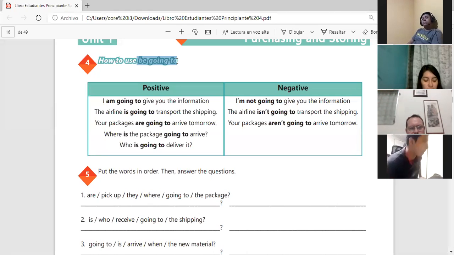Yes? Now in negative, you only use not. I'm not going to buy a car tomorrow. No voy a comprar un carro mañana. I'm not going to buy a car tomorrow. Joshua is not going to buy a car tomorrow, or isn't. Joshua isn't going to buy a car tomorrow. Constantino isn't going to buy a car tomorrow. And if it is Carlos and Nancy, aren't going to buy a car tomorrow.